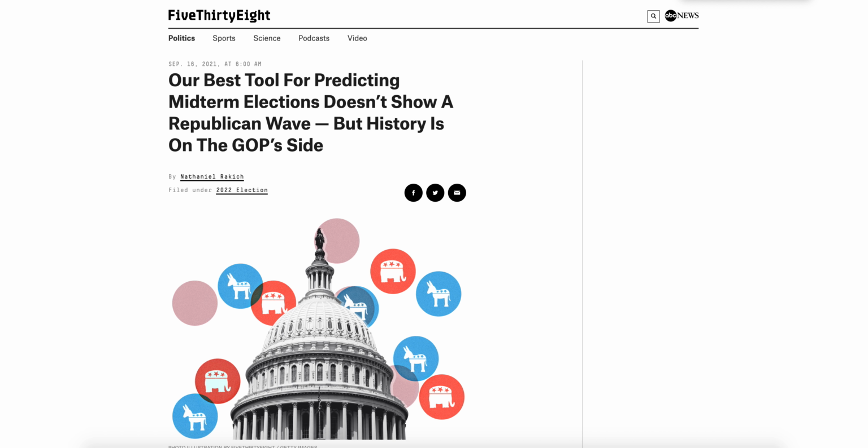Today is Friday, September 17th, 2021, and today we're going to be talking about the United States generic ballot for the 2022 midterm elections and how FiveThirtyEight points out that the best tool for predicting midterm elections does not show a Republican wave. Now, many Republicans are expecting 2022 to be a very good year for them, especially considering that President Joe Biden is now disapproved of on the national level.